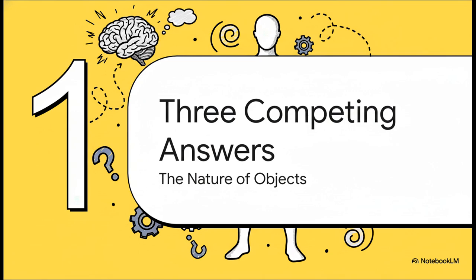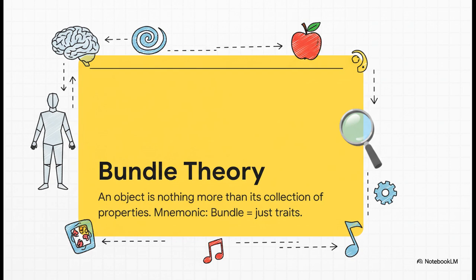So to try and solve this whole puzzle, we're going to look at 3 competing ideas. Each one offers a totally different answer for what an object, like our apple, truly is. First up, we've got bundle theory. And honestly, it's the most straightforward view you could imagine. This theory says an object is nothing more than a bundle of its properties. So for our apple, there's no secret ingredient. It's just the collection of redness, sweetness, roundness, and crunchiness, all bundled together in one place. That's it. The apple is its traits.